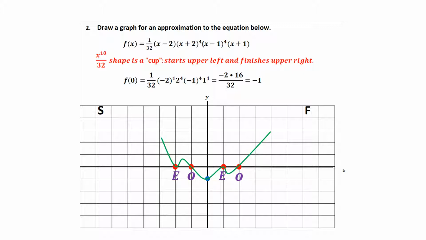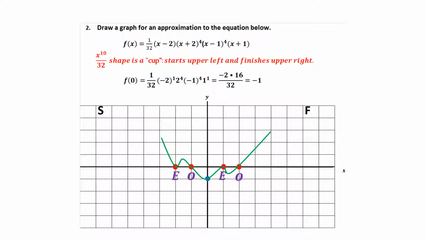Now, how do we get the leading term? Well, if you were to multiply x times x to the fourth times x to the fourth times x, that would be x to the 10th. You would add the exponents, so it's x to the 10th over 32. The shape will be a cup. It's also true if you had x squared, x to the fourth, x to the 6th, 8, 10, 12, 14, 16, 18, even numbers, you get a cup. It has wiggles at the bottom, but you will start on the upper left and finish on the upper right, and you wiggle around, so to speak.